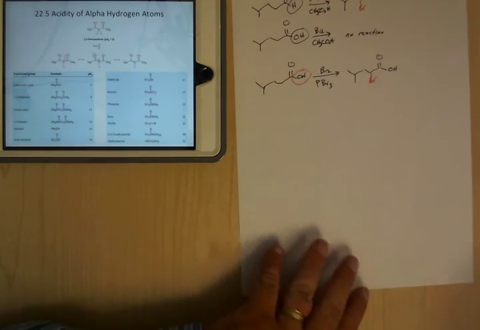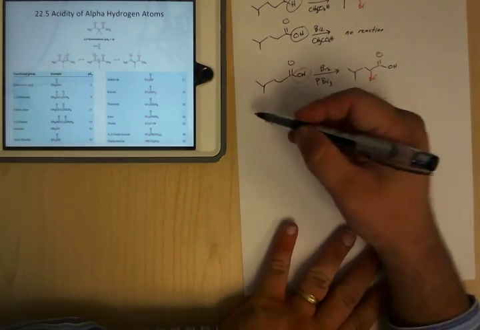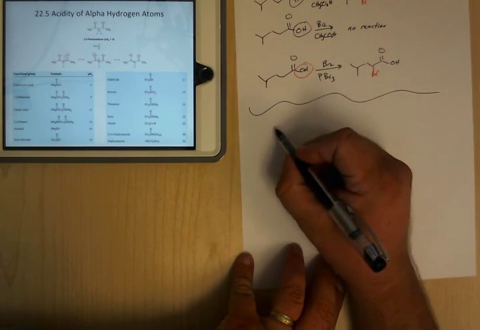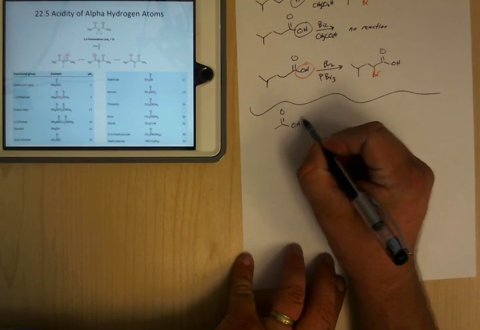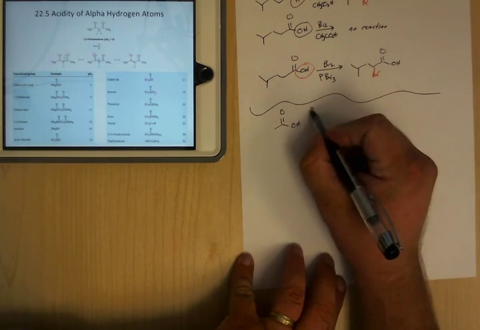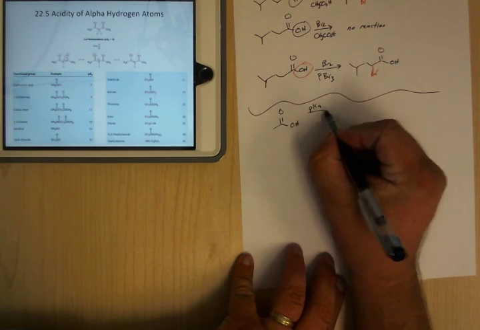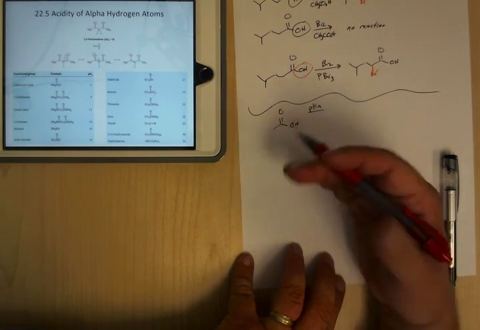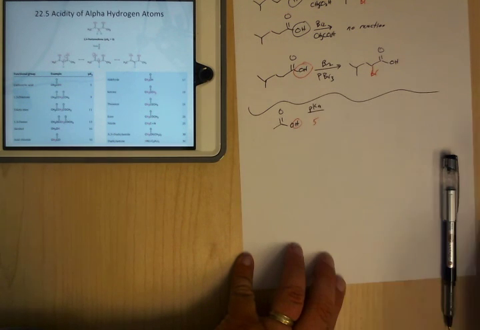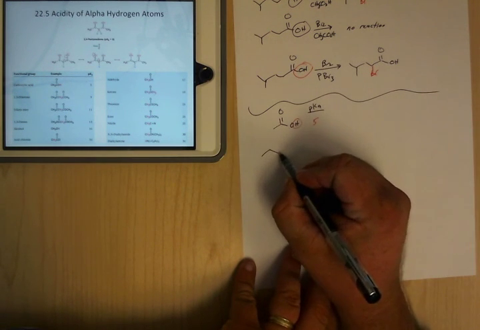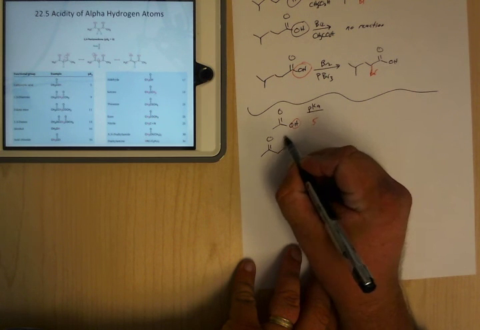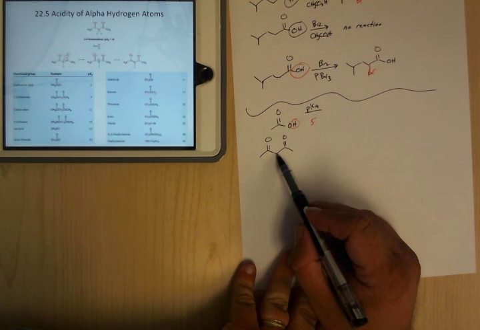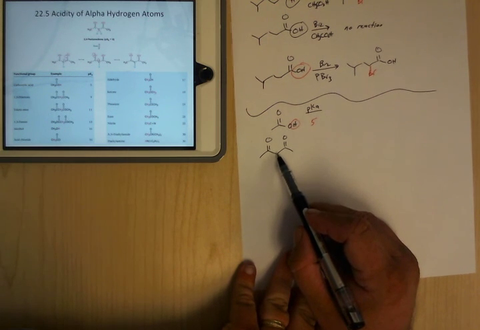Now the acidity. One of the reasons why this works so well has to do with the acidity. If you look at the pKa chart, carboxylic acid is going to be really acidic, right? Thus the name. It has a pKa of about 5. It turns out that if you're next to a double bond O, it greatly reduces your pKa, right?